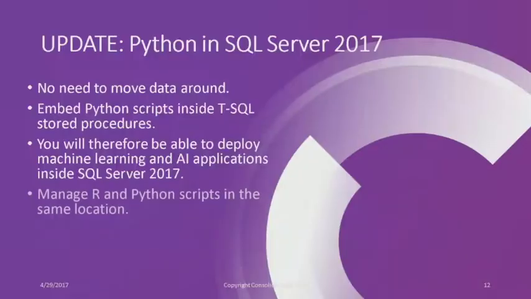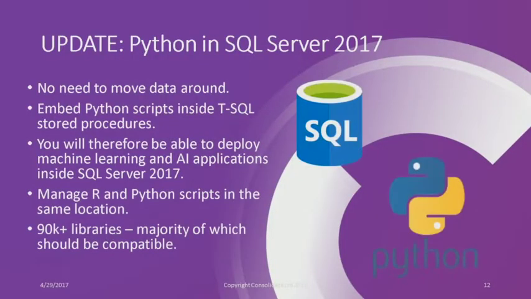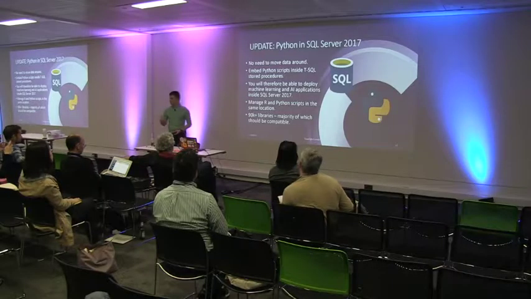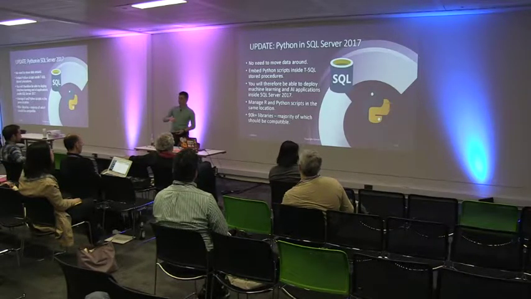Just as a quick one as well, very recently in the last couple of weeks, they've announced that now Python is available in SQL Server 2017, meaning that you can run Python scripts and R in the same stored procedure. It has to be in a stored procedure, by the way, it can't be done in views, but we'll see how that pans out. So the main advantage of this is that you're not moving data around from Python to SQL Server and back, so it's a bit more secure.